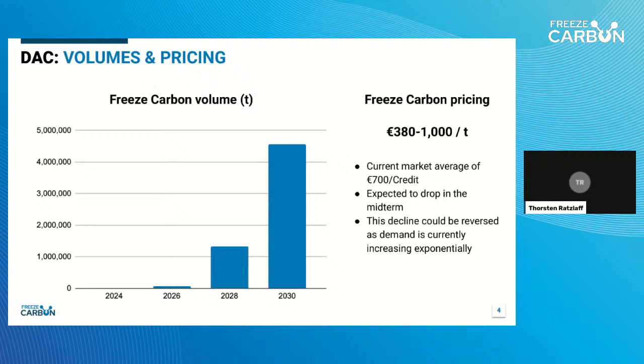On the right side, we see a few of the price points. So I think the current market average and transactions are being made at 700 euros per credit, or 700 euros per ton. On Freeze Carbon, we have projects between 380 and 1,000 euros per ton. There's still quite a big price difference due to the different technologies, the different ways to procure energy and this low-grade heat. But we see that there's a strong price point around the 700. This average of 700 could drop in the medium term as the technology improves.